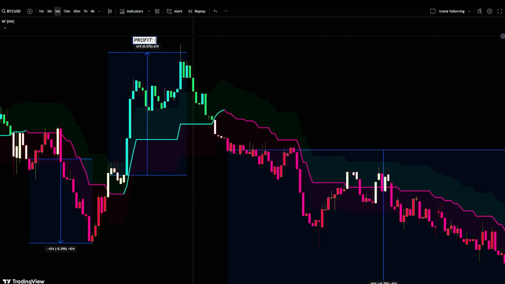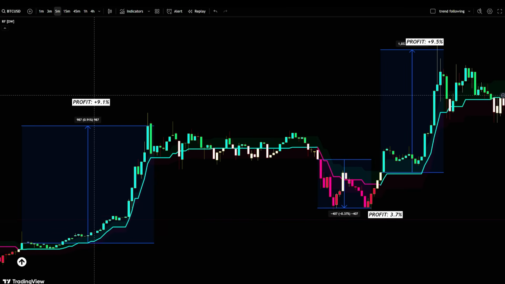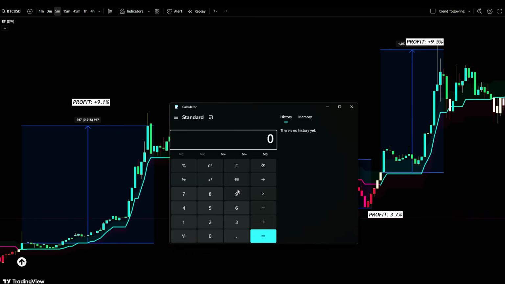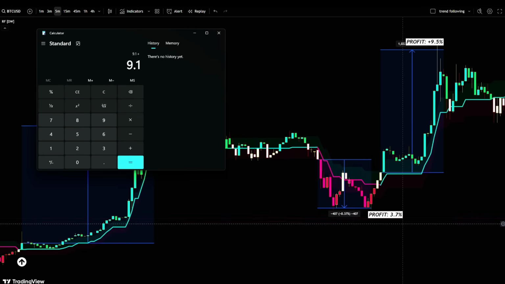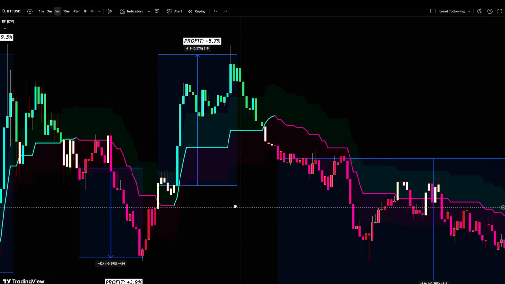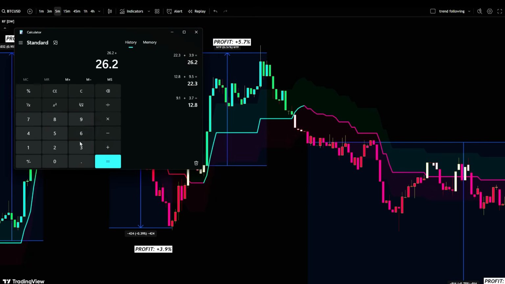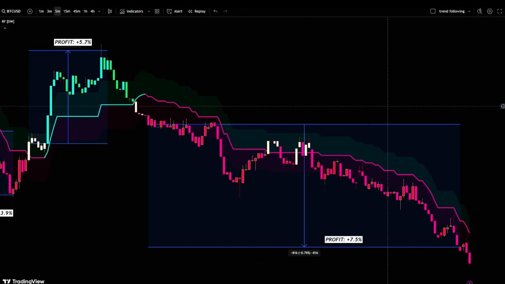Okay, this is the fun part. Let's just quickly add up what those trades could have made. This first one, a sweet 9.1% gain. The next one, a solid 3.7%. Then look at this one, a 9.55% profit, and it keeps going on. Another 3.9%, a 5.7%, and a final one here at 7.5%.